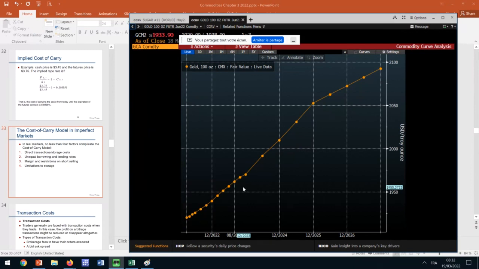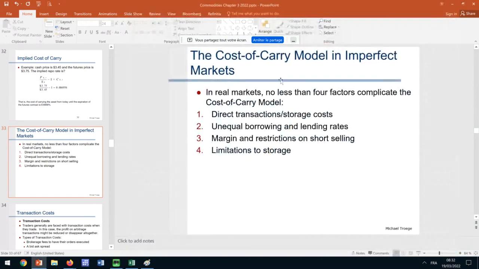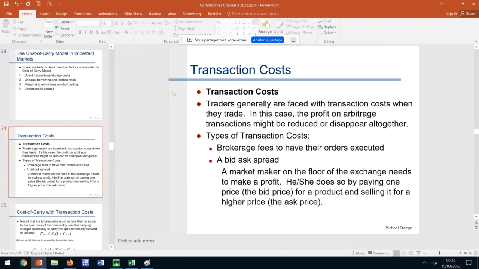What is going to be the shape of the curve in imperfect markets where we cannot carry out these cash and carry operations or reverse cash and carry operations? So what types of costs will we have? The types of costs you always have are transaction costs.